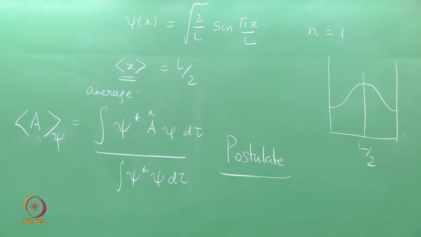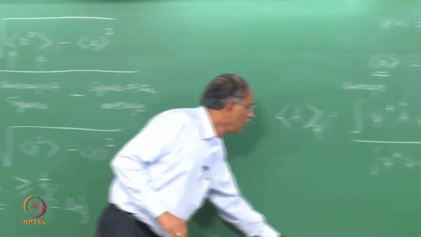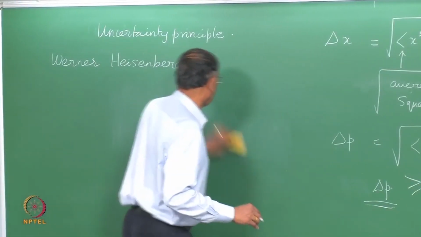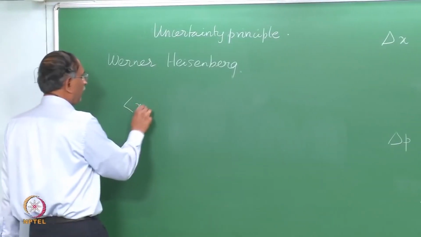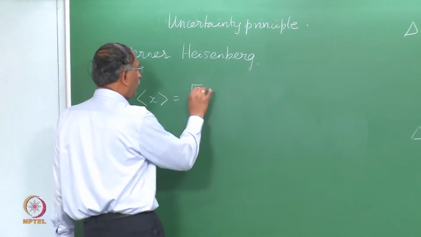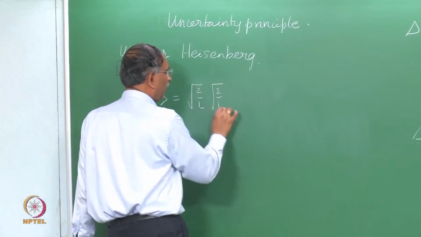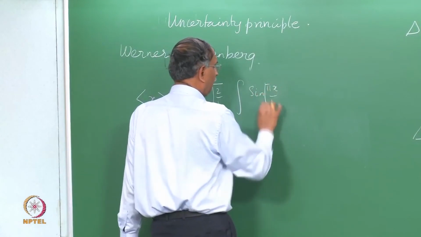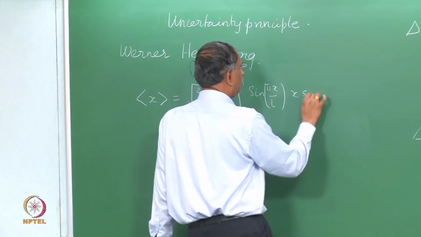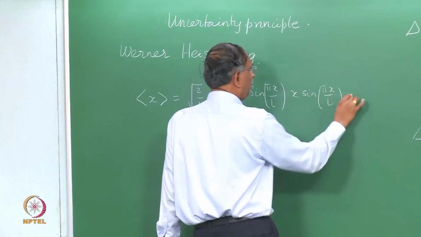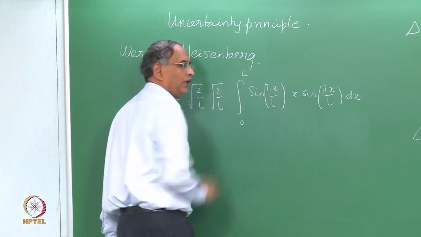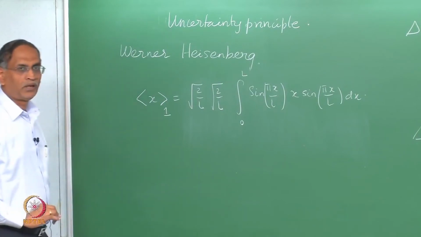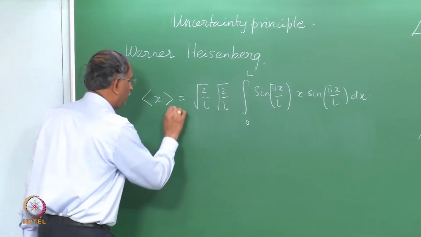This is introduced as a postulatory form, and let me calculate the x for the particle. It is very easy now. Therefore, the average value x is given by the integral root 2 by L, because it is psi star psi, and you have sine pi x by L, x, sine pi x by L dx between 0 and L for the particle in the quantum state with the quantum number 1, which is what we call psi 1.